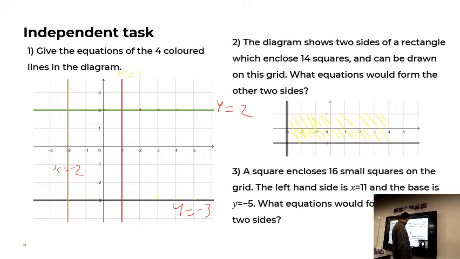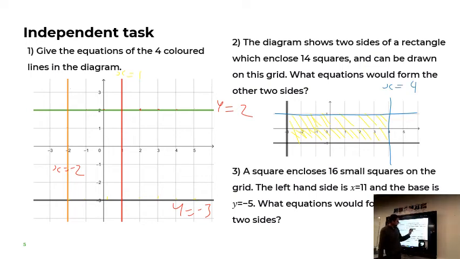Okay, so here we've got my rectangle. It's got 14 squares. Let's make a nice little line here. Let's make a nice little line here. You guys should have rulers, so you can make a much nicer, neater line than me. So here let's look at the vertical line. The y is different, but the x value is always the same. So here we can see that x is equal to 4.